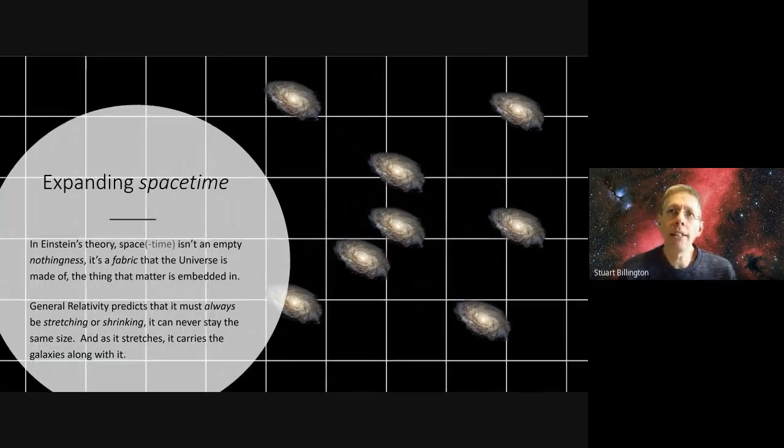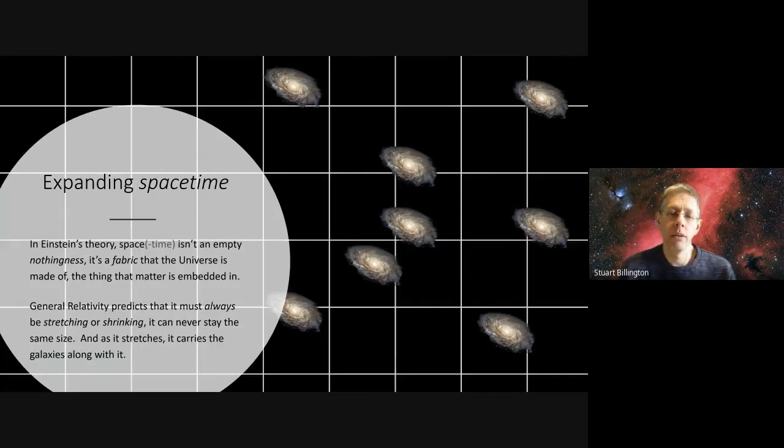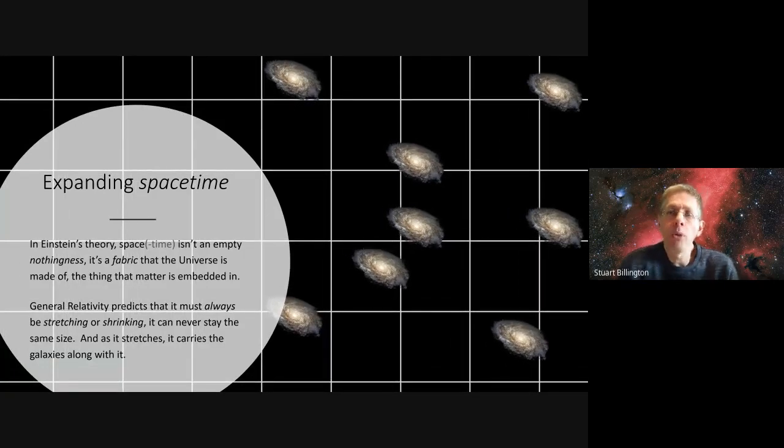What Einstein is suggesting, what his model predicted all those years ago, is that the galaxies aren't moving away from each other through space. They're moving away from each other on a space that is itself a rubbery fabric that is expanding. An expanding space-time.